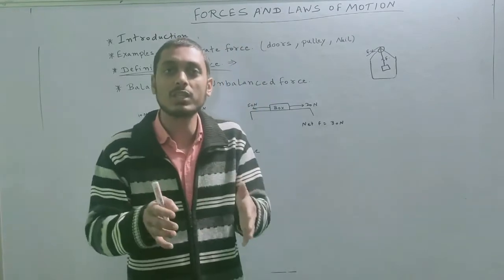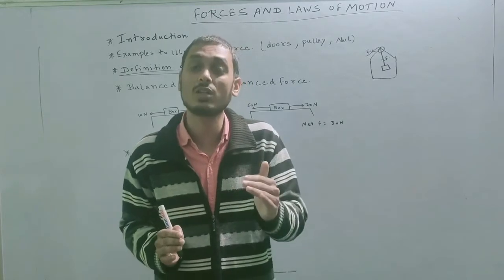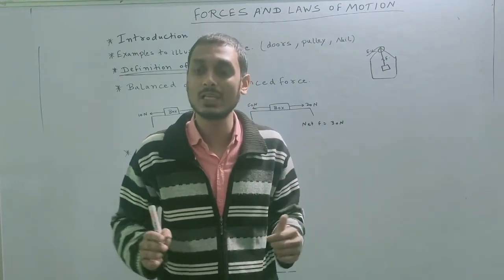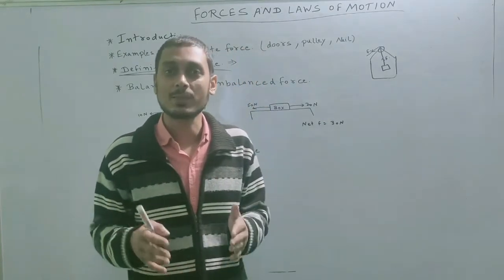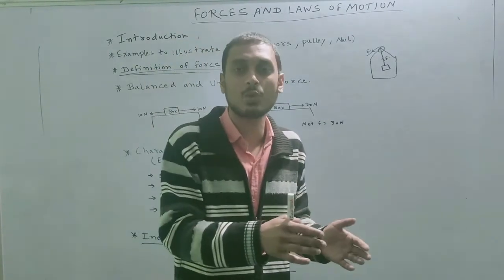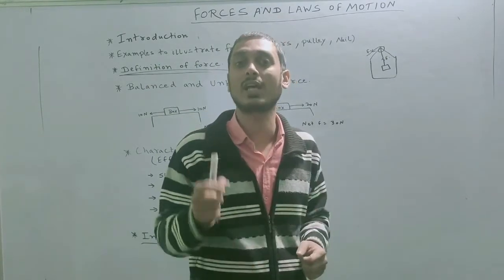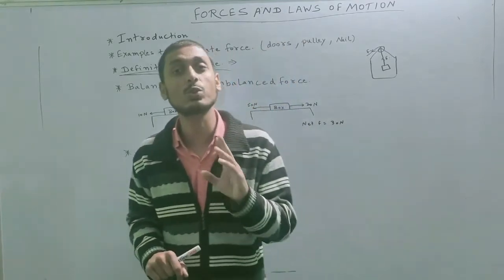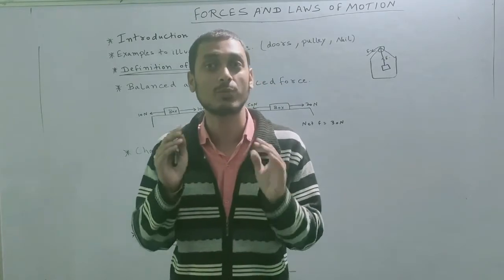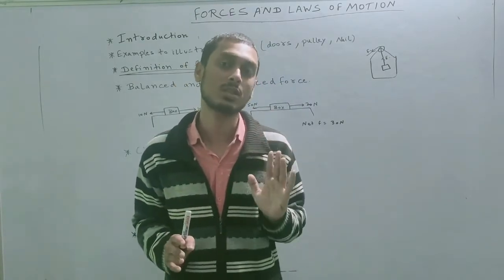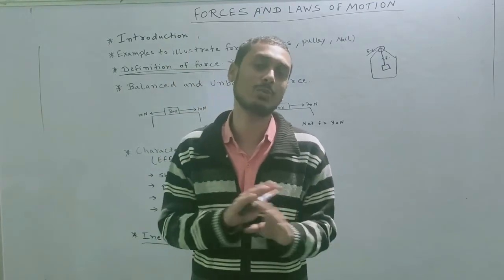Suppose a football is lying in a field. It is at rest. Suppose we want to make it move, then we will kick it, meaning we are applying force. Another example, suppose a football is moving. Suppose we want to stop it, meaning from motion to rest. Then also we will have to apply force. From these two examples, we conclude that to change the state of a body, we need to apply force. Without force, the state of the body cannot be changed.